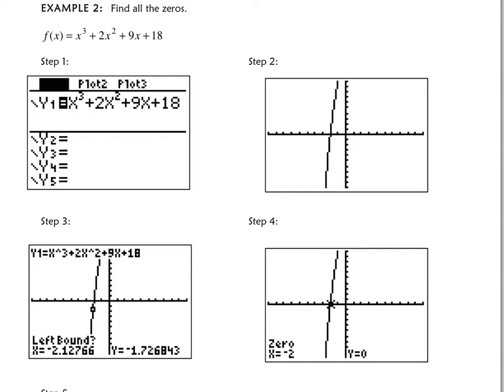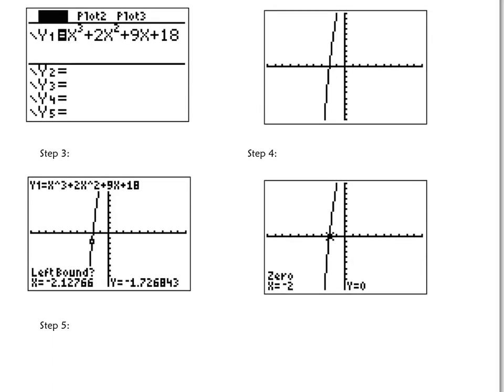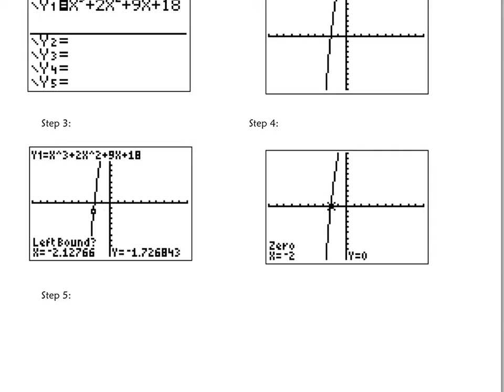Step 1, type that into your calculator. Step 2, look at the graph. And when you look at the graph, step 3, what you're going to be doing is you're going to press second trace calc, and we are going to be calculating a 0. So again, this is where it's asking you for a left bound, right bound, and a guess. And then step 4, you will see that your calculator will tell you what the 0 is.